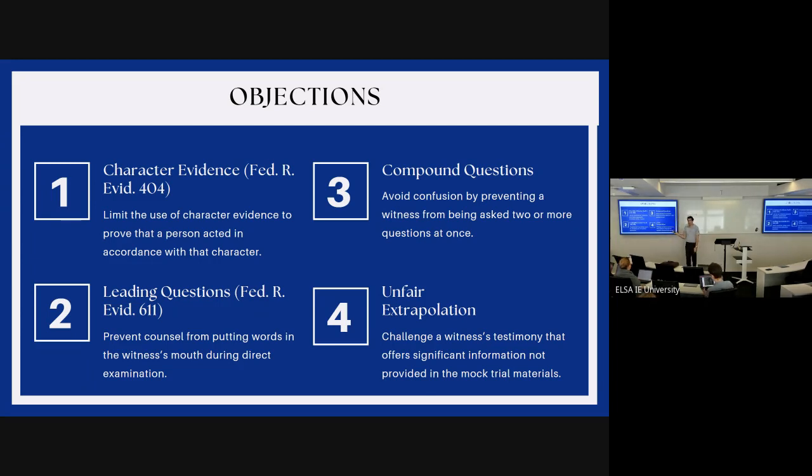But unfair extrapolation is an objection that you make if the witness starts making things up that aren't in the case, that aren't in their story. So if you have a witness who worked in an oil company, it says it in the case packet, and you ask, you work at an oil company, and they say, no, then that's unfair extrapolation. It changes the whole thing.